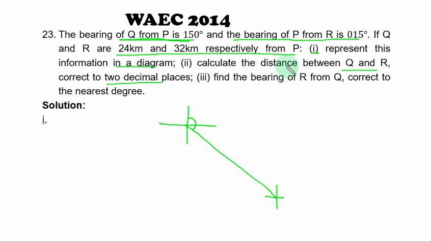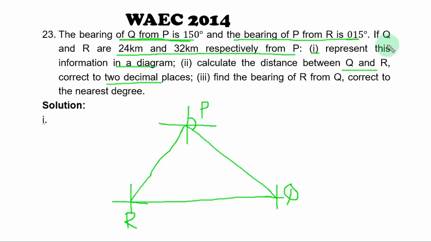The second statement, bearing of P from R. This is P now. Then from R, this value is in the first quadrant. In order to connect P and R, you need R to be somewhere here. So this is R. The bearing of P from R is 15 degrees. Then you can match this together. Then you close this part.